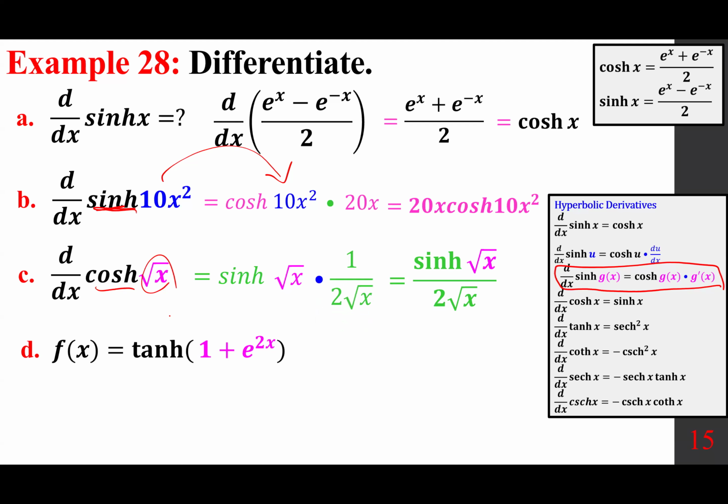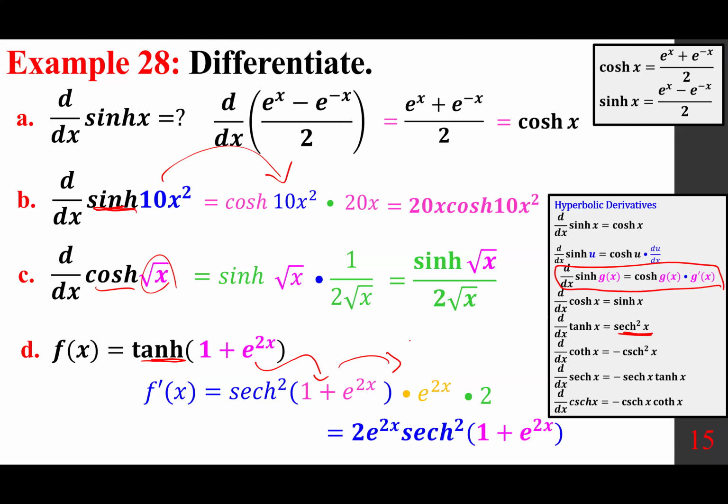Hyperbolic tangent, as you know, the derivative is hyperbolic secant squared. So this is this, okay? So hyperbolic secant squared of what? The same thing. And then the derivative of this argument is e to the power of 2x times 2. Rewrite it, and you're done.